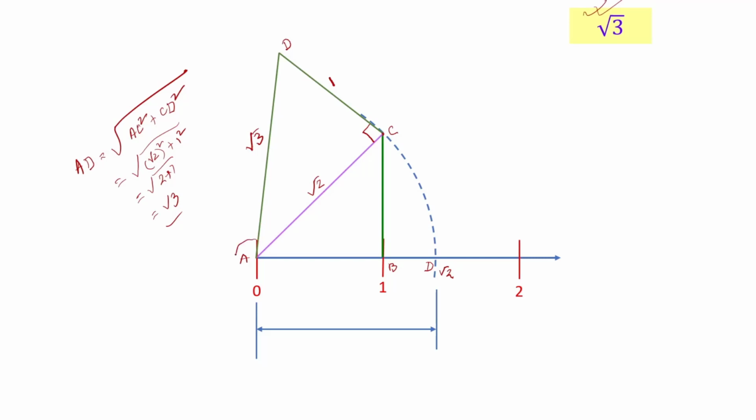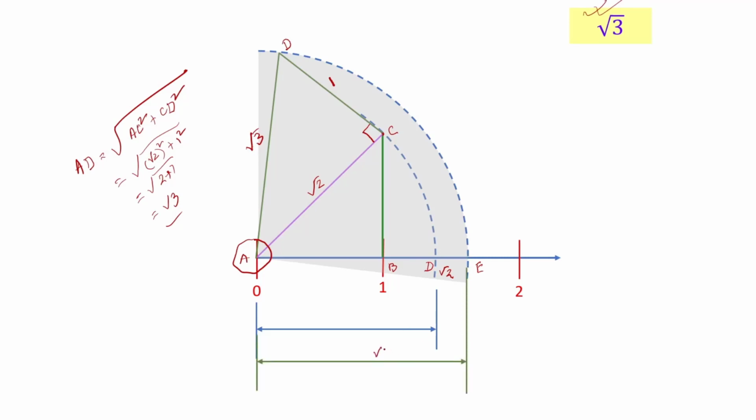Now you take A as the center and AD as the radius and draw an arc to cut this number line. So this is the arc. Suppose this is point E. So this AE, this distance is equal to root 3. So this is equal to root 3. In the number line we can write this is root 3. So in the same number line we get point D equal to root 2. That means 0 to D is root 2 and 0 to E is root 3.